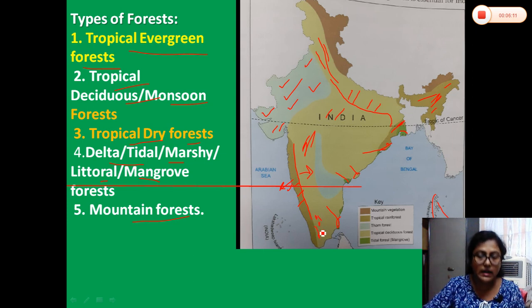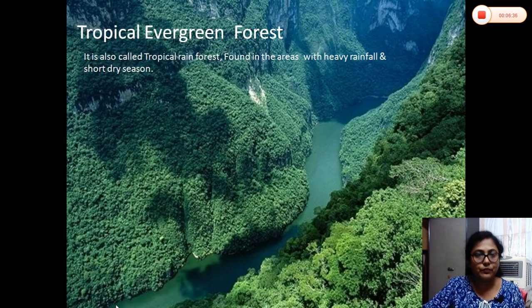Hills, Annamalai. Here the mountain forest is found in southern India, and in northern India from Himalayan region, from Jammu Kashmir to Sikkim, then Sikkim few part, and here is Arunachal Pradesh. In these areas the mountain forests are found. So this is all about the distribution. Now let us know about the characteristics of these different forests.